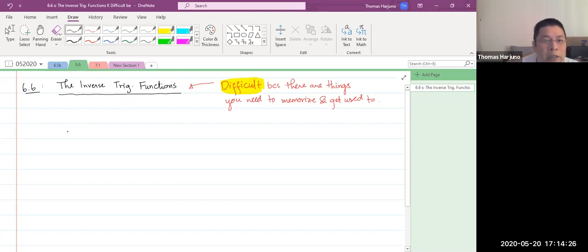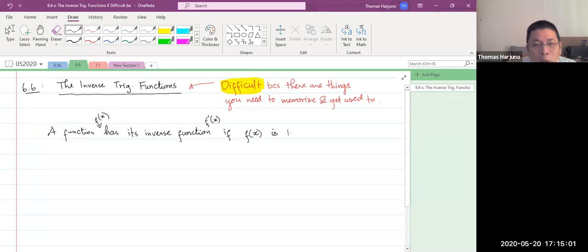Now, let me go to the point, why it is difficult. Here's the thing: a function has its inverse function if the function, let me call it f(x), has inverse function f inverse of x, if f(x) is 1:1. That's a very big rule. In fact, a function has an inverse function if the function is 1:1, and therefore the inverse function also has to be 1:1.